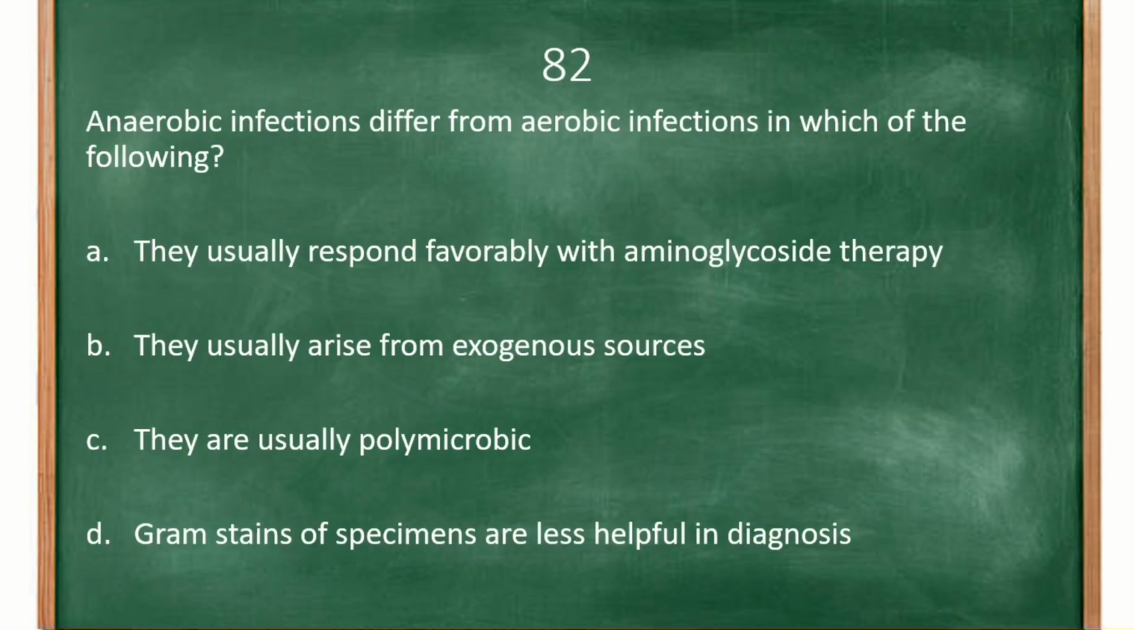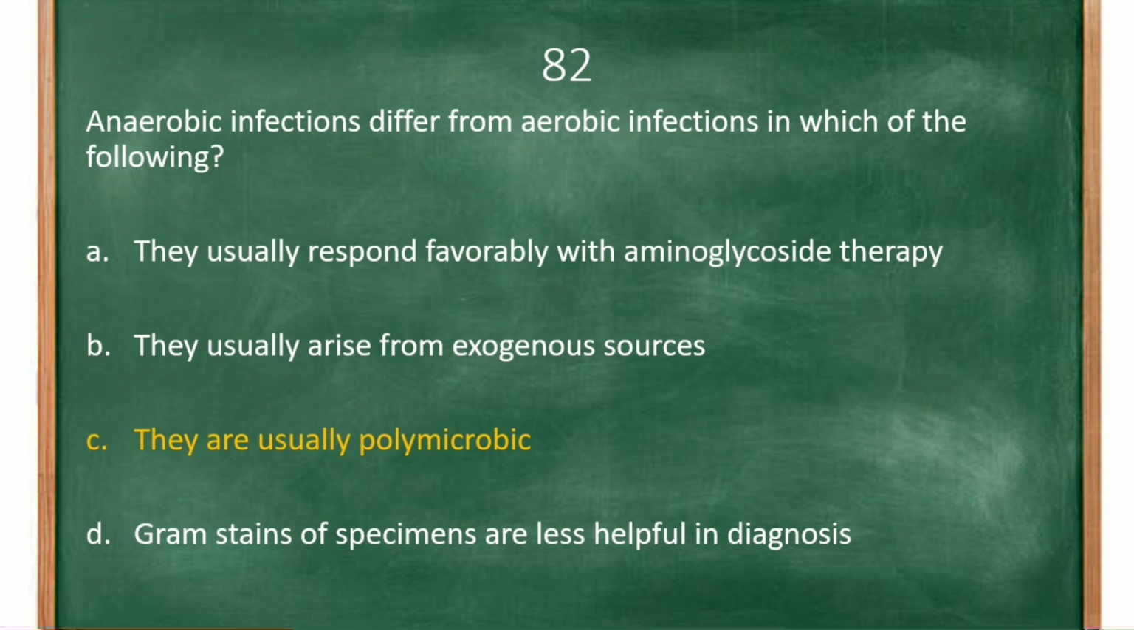Question 82, it says that anaerobic infections differ from aerobic infections in which of the following? A, they usually respond favorably with aminoglycoside therapy. B, they usually arise from exogenous sources. C, they are usually polymicrobic. And D, gram stain of specimen are less helpful in diagnosis. The correct answer here is they are usually polymicrobic.